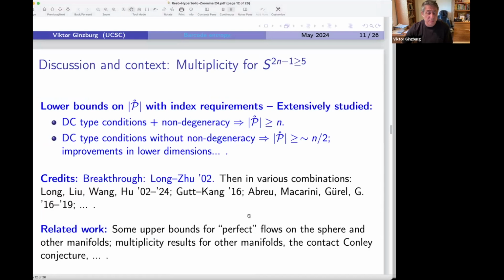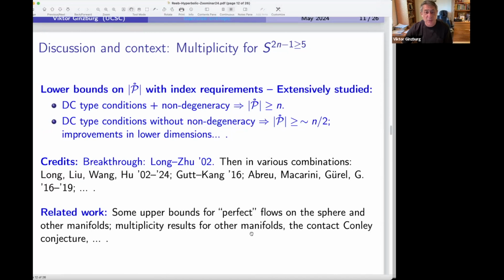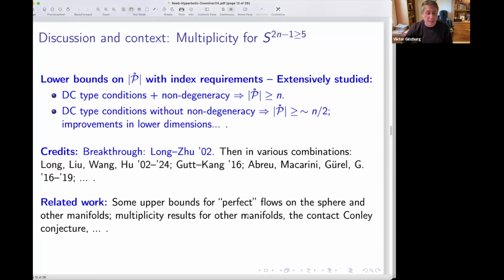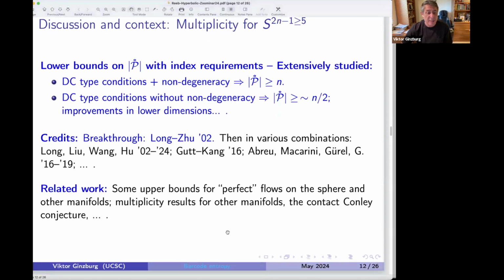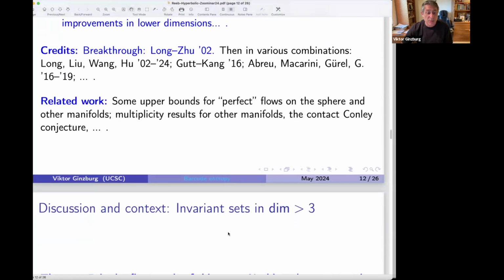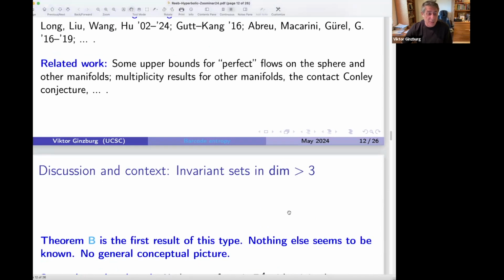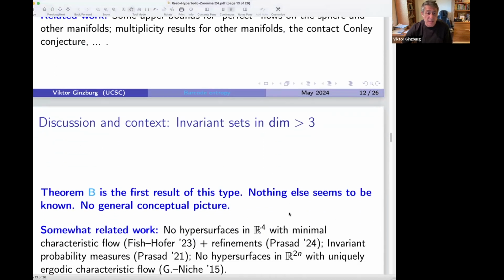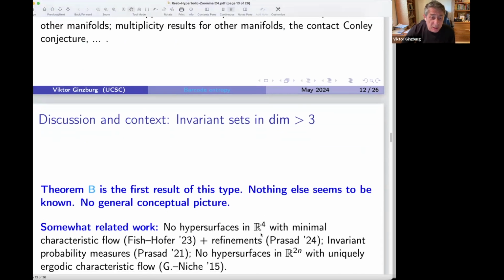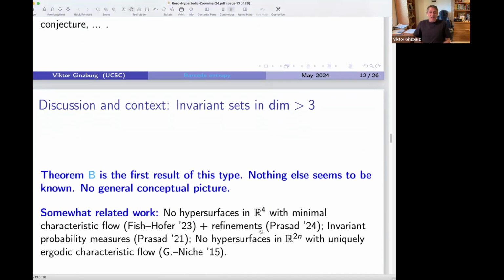There are also some related results on perfect flows, but with inequalities going in the other direction. I think the first one is by Gurel, and there are some other results, but again, relatively little is known here. As for invariant sets in higher dimensions, pretty much nothing seems to be known. There is some related work about invariant sets and invariant measures.